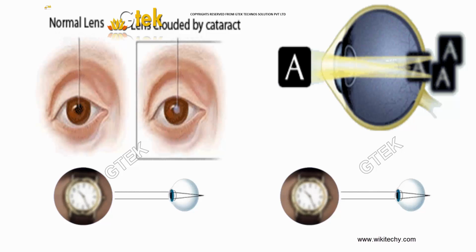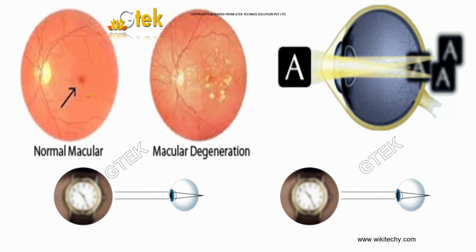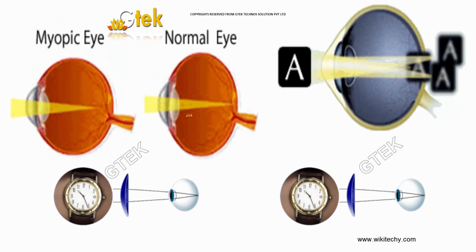So you can see here how the normal lens is, and this one is a lens which is clouded by cataract. You can see the difference very clearly over here. And this is how the normal macula looks, and this one is macular degeneration. You can see it very clearly.